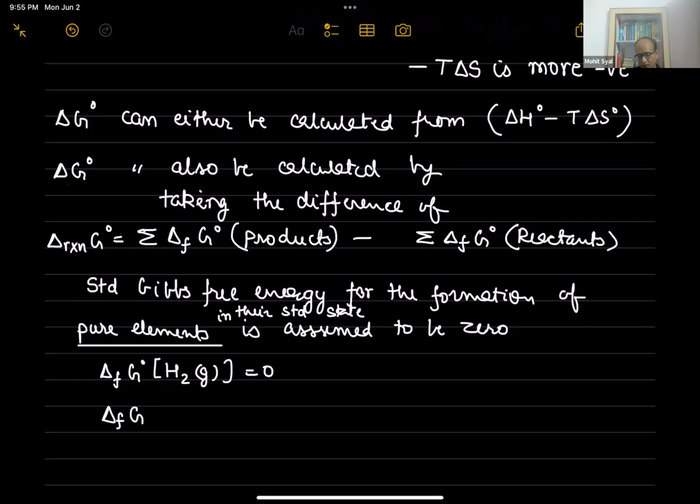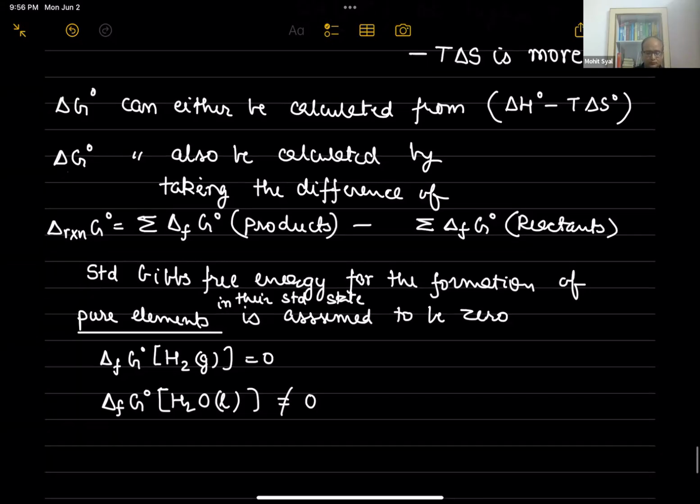What is the enthalpy of formation of H2O liquid? Standard state is 1 bar pressure and 25 degrees Celsius. Will it be 0? No. It will be provided in the question. It will not be 0 because it is not a pure element, it is a compound.